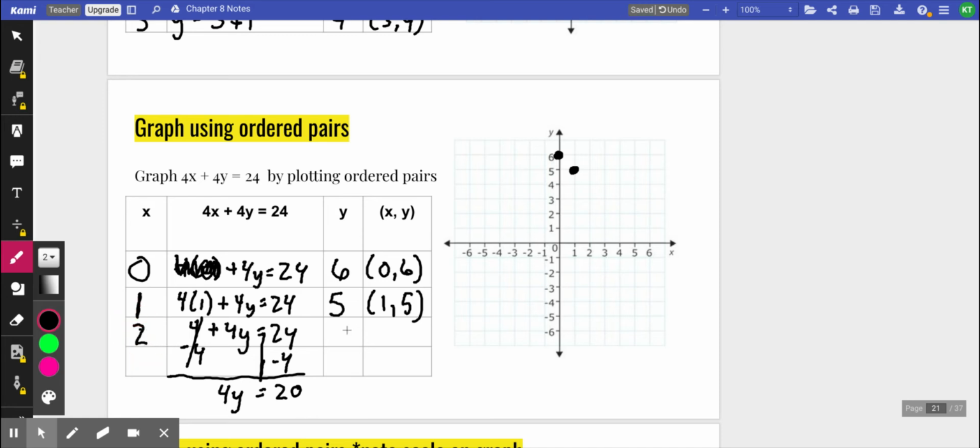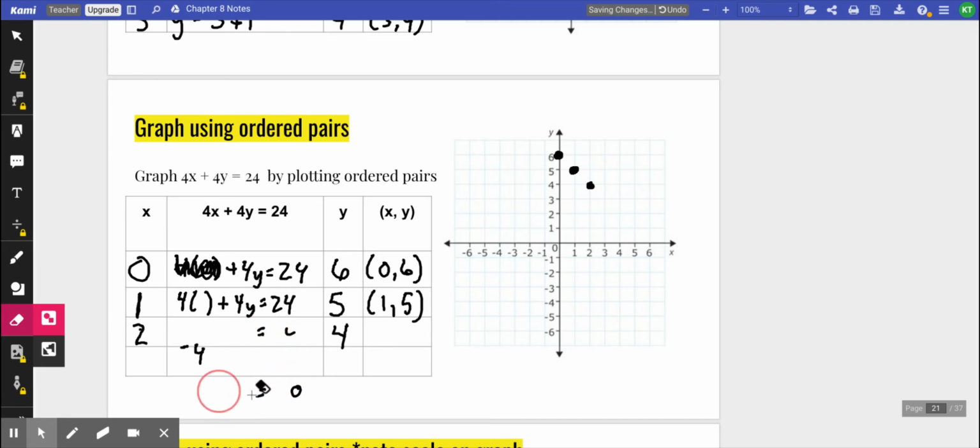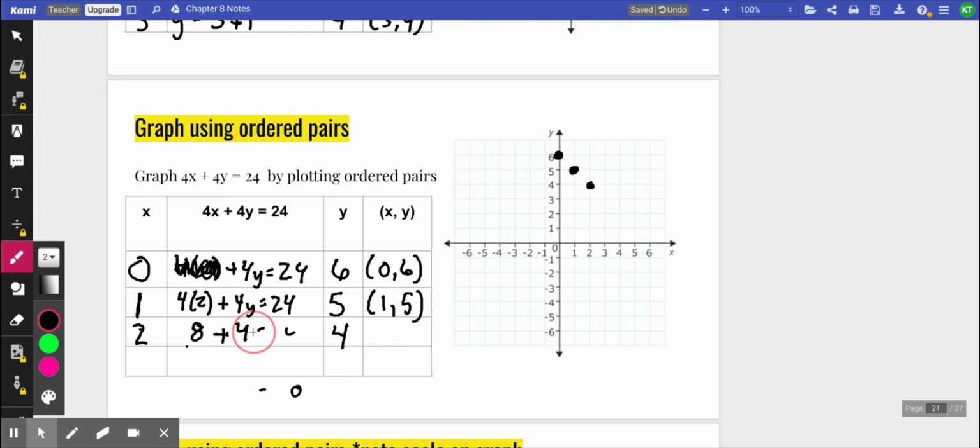We should be able to see the pattern. We were doing this yesterday. If I plugged in 2, this should be 4, because it'll keep the same pattern as you go through. And I could double check that. Let's try when we plug in a 2. 4 times 2 is 8, plus 4y equals 24. So we subtract 8 from both sides. We get 4y equals 16. Divide by 4, and we get 4. So that's another point, (2, 4). I only needed 2 points, but I got 3 on there.